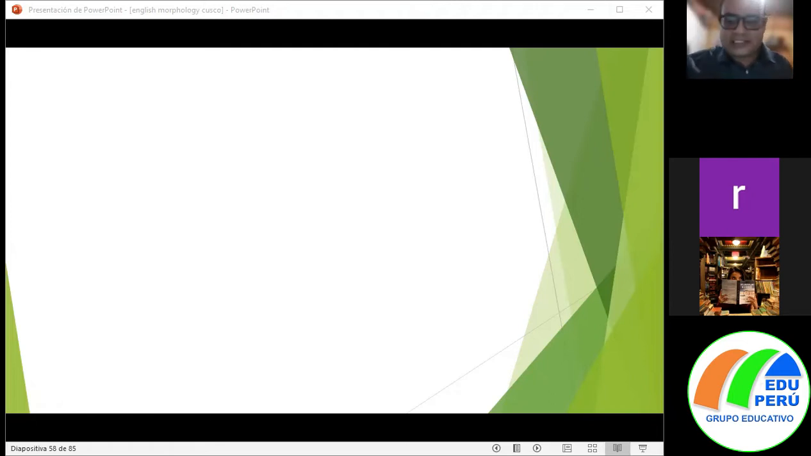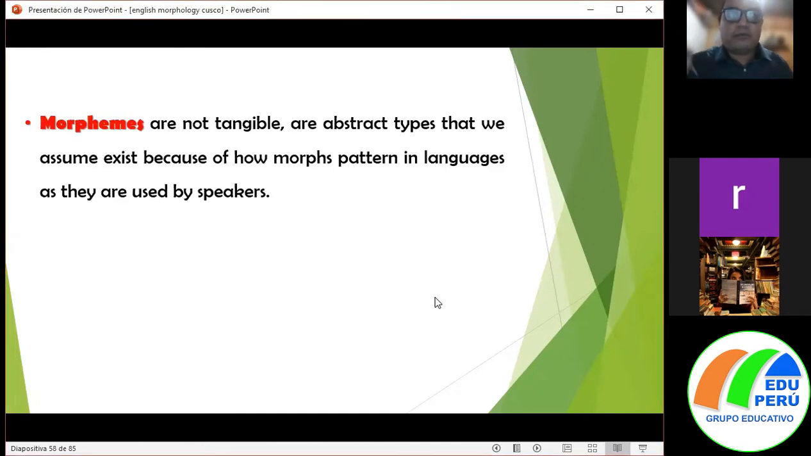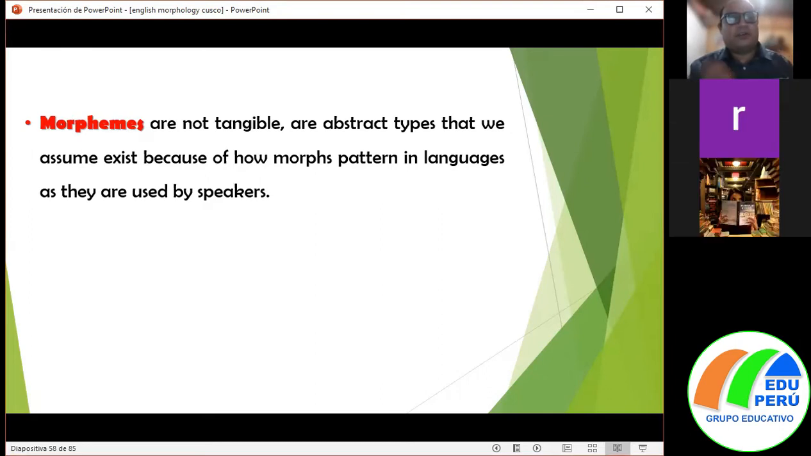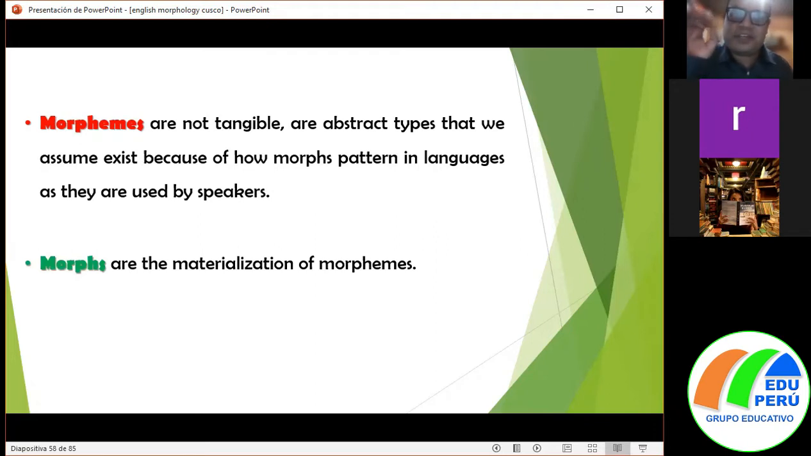It has some grammatical information. It depends, because it also has lexical information. Yes, it's abstract. A morpheme is the meaningful unit in a language. It's the smallest. So here we're going to see it. Remember, they are abstract. We assume that they exist because we use morphs as speakers of a language. So a morpheme is the smallest meaningful unit.